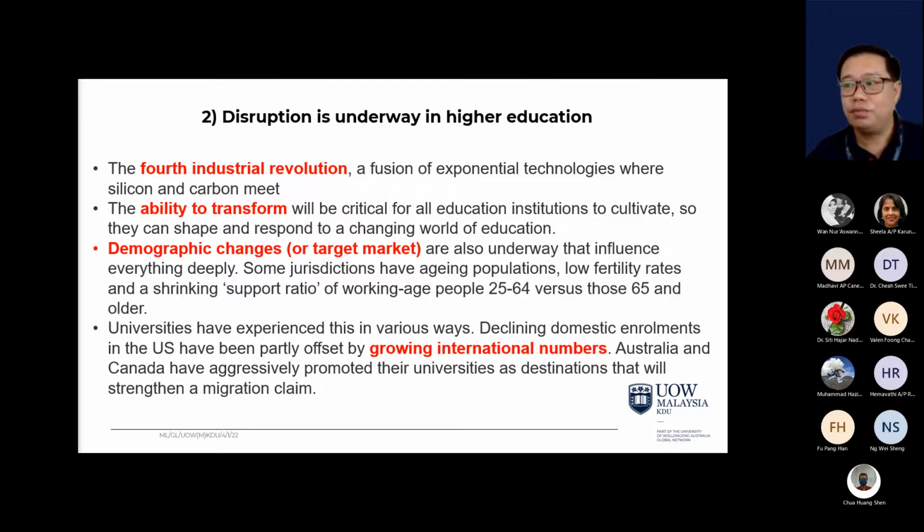So what do we need to do? We need to look at different markets. Looking at different markets is not that easy because we also need to adapt to their cultures, adapt to their way. So we need to transform the way that we deliver also. This is to be relevant.